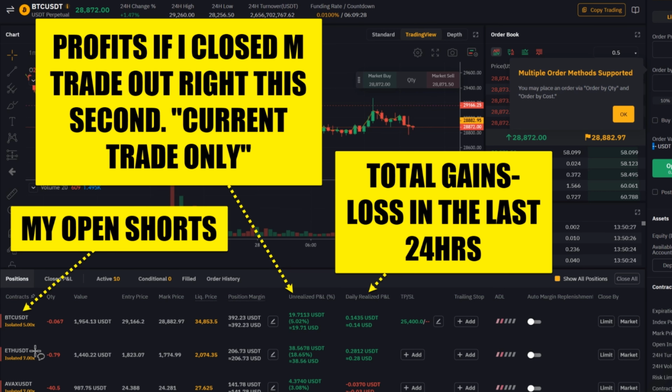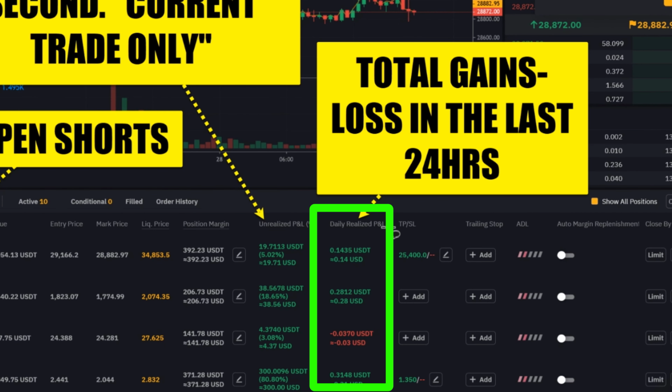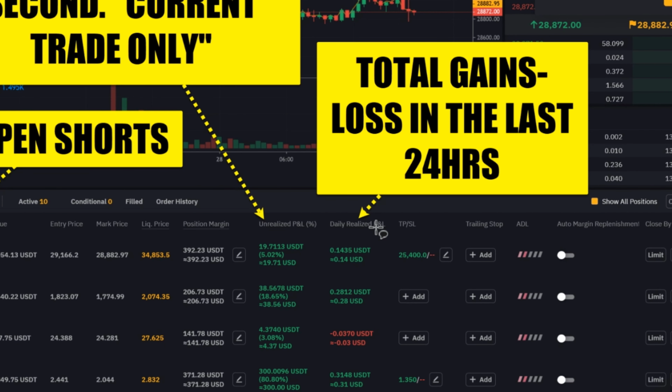I'm short on Bitcoin, Ethereum, AVAX, and Cardano. This, if I were to close out my positions right here, right now, this is what I would walk away with. The unrealized profit and loss is your current profit or loss right now if you closed out that trade. Your daily realized profit versus loss is how much you've gained or lost in the last 24 hours.